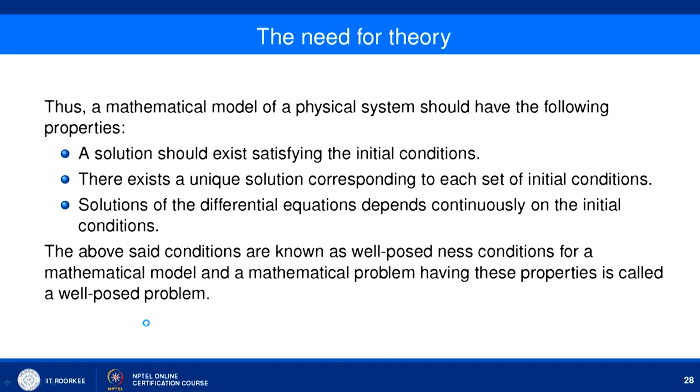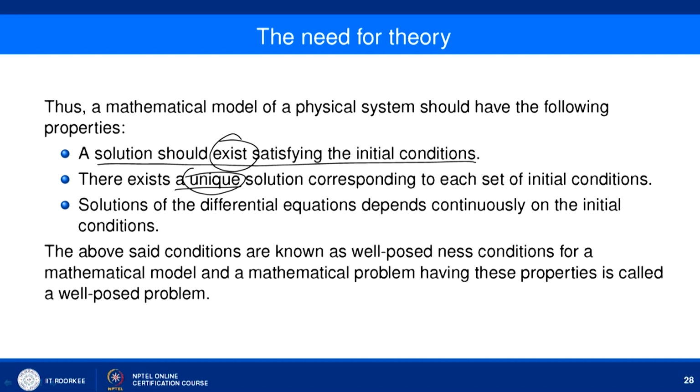If we want to summarize, a mathematical model of a physical system should have the following properties. First property is that a solution should exist satisfying the initial condition. Second, there exists a unique solution. So first is existence and second is uniqueness of the solution corresponding to each set of initial conditions. If we have one set of initial conditions, we have a unique solution. If we have another set of initial or boundary conditions, we have another solution, and that is unique. And the solution of the differential equation depends continuously on the initial condition. It means that if we change our condition slightly, then we have a slight change in the solution. So the solution will depend on the data in a continuous manner.